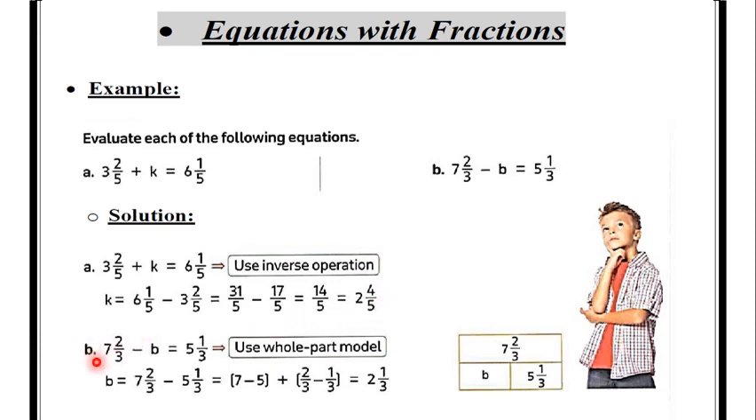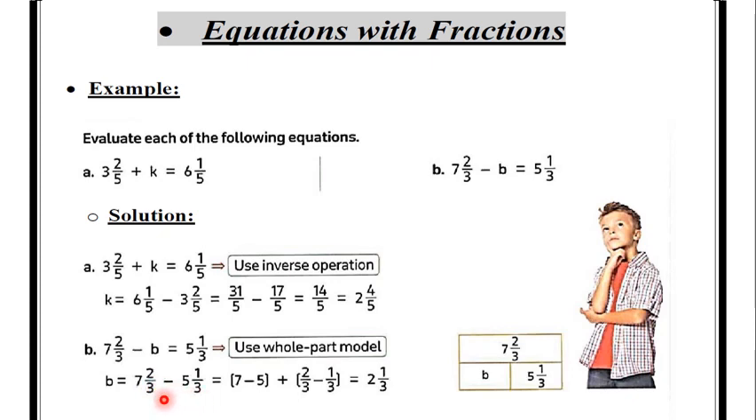Also here I have, in number B, 7 and 2 over 3 minus B equals 5 and 1 over 3. Here it's a special case because the variable is with minus in the middle. So if I have any variable in the middle with minus, I will switch between these two places. B will be on the other side and 5 and 1 over 3 goes to the other side. So I make a switch between B and 5 and 1 over 3. Now I will write B equals 7 and 2 over 3 minus 5 and 1 over 3.